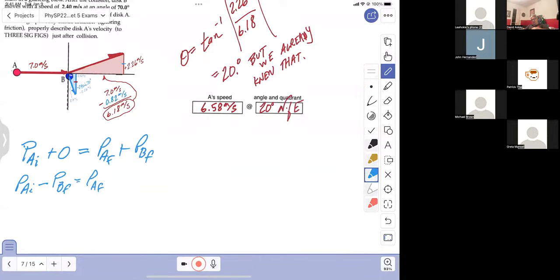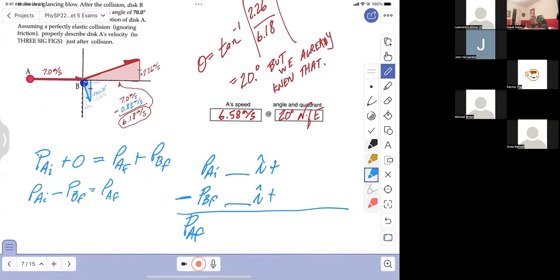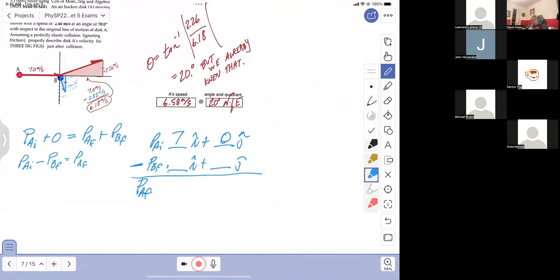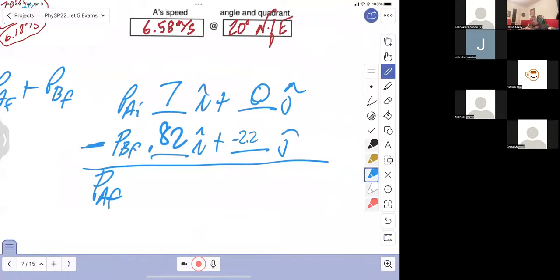Then for the stack and rack, if I was going through the whole process, I would have PAI here and minus, or the opposite of, PBF here. I'm stacking those two. My answer is going to be PAF, something I roof plus something J roof. And I can tell you what those actual numbers are. PAI is seven I roof plus zero J roof. And then for PBF, I would have 0.82 I roof, and for J roof, negative 2.26.